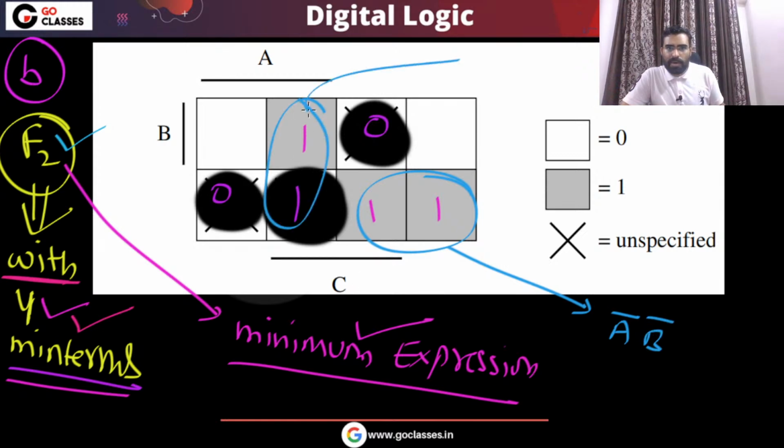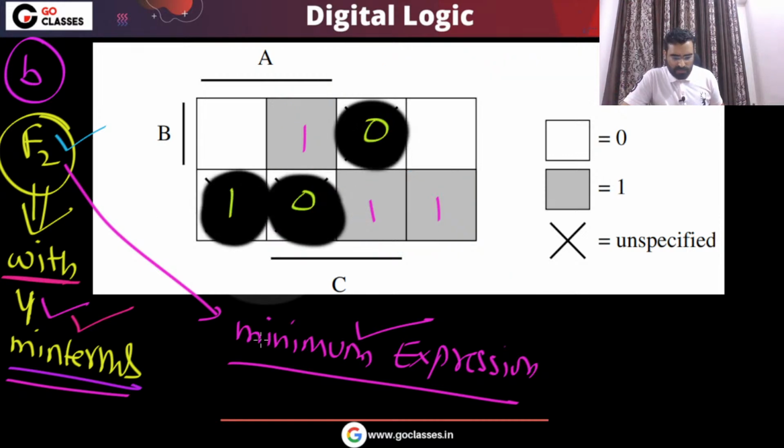This is going to give you A bar, B bar. And what will this give you? This will give you A. This is the area of A and the area of C, area of A comma C. So finally, your expression will be AC or A bar, B bar.